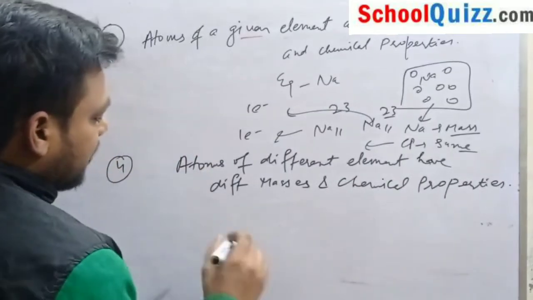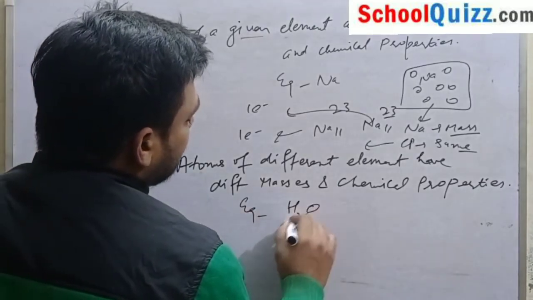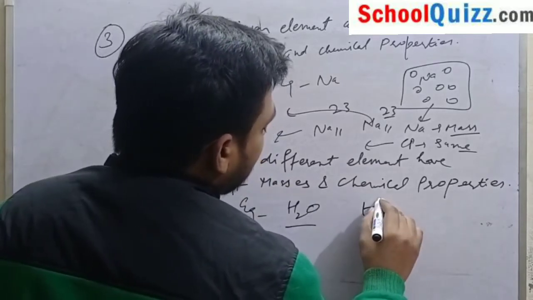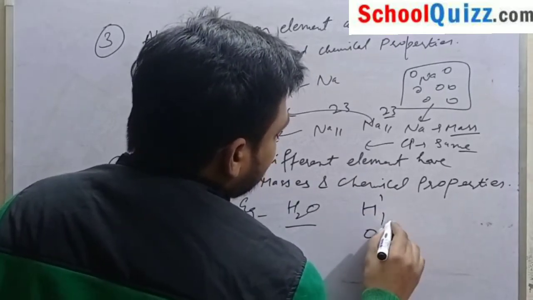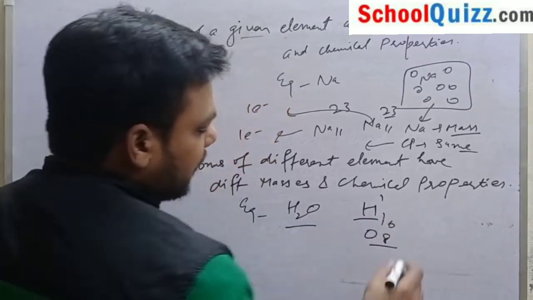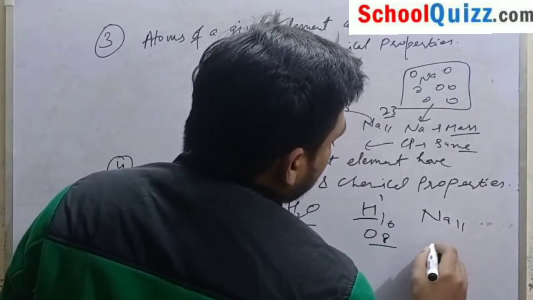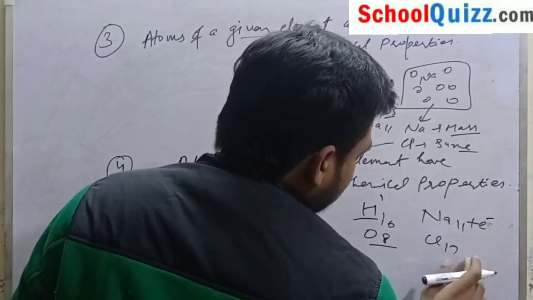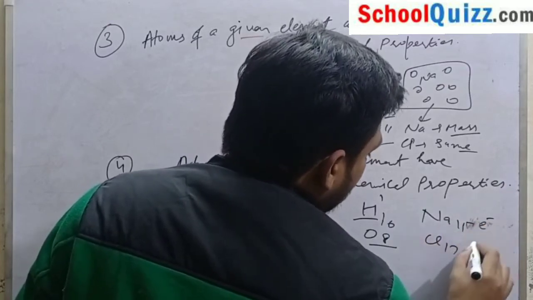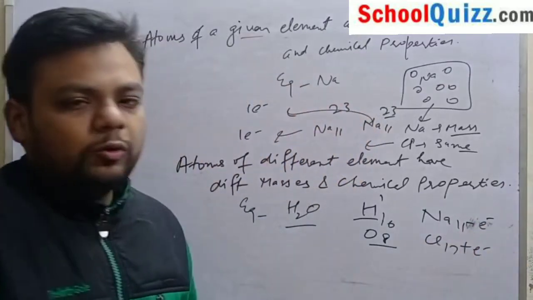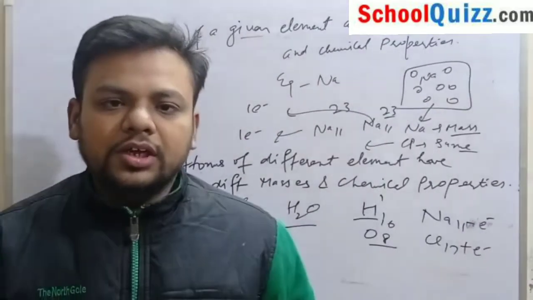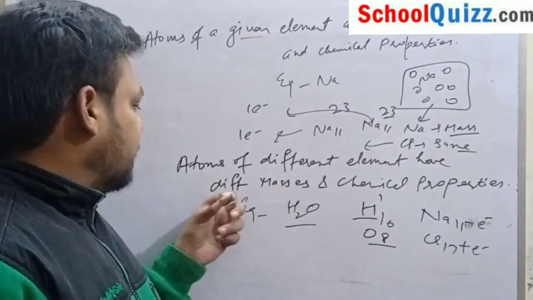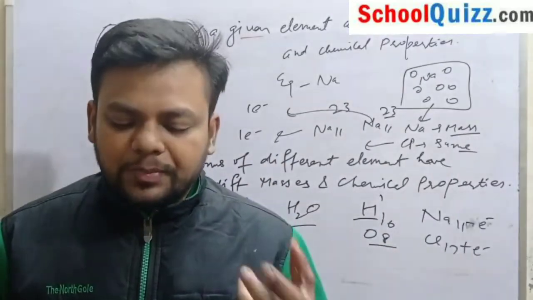For example, suppose we have a water molecule, here is one hydrogen and there are two oxygen. So hydrogen atomic number is 1 and mass number is also 1, whereas oxygen is 8 and 16. Its property is different. For example, if we take sodium 11 or chlorine 17, sodium will lose an electron whereas chlorine will gain an electron, and their masses and chemical properties are also different. If we have different elements, their masses and chemical properties will be different.